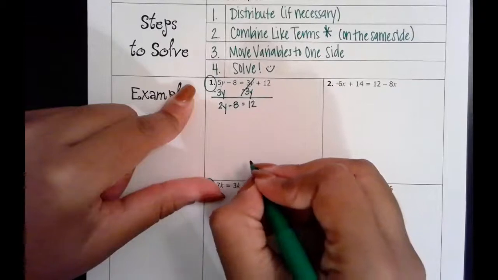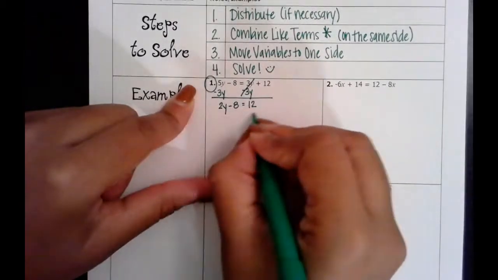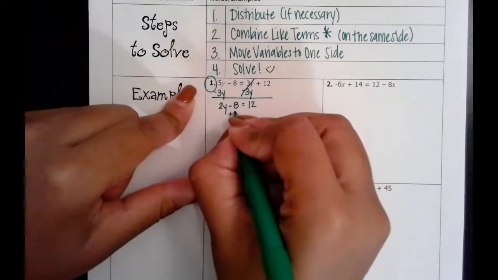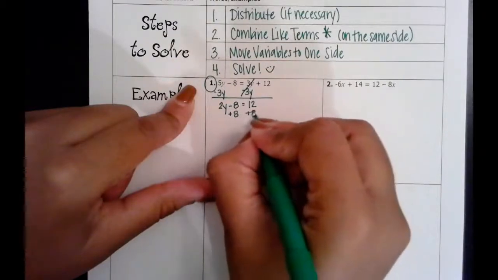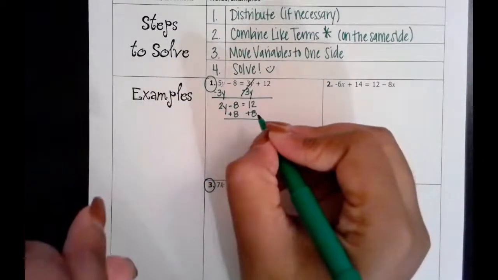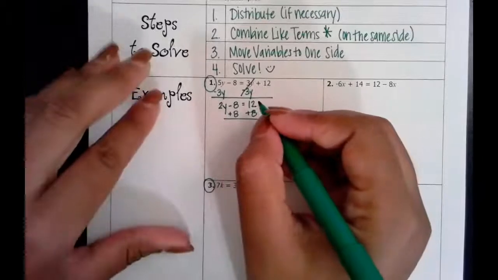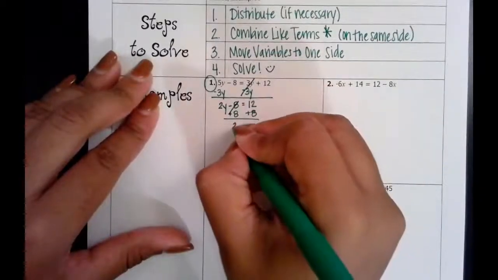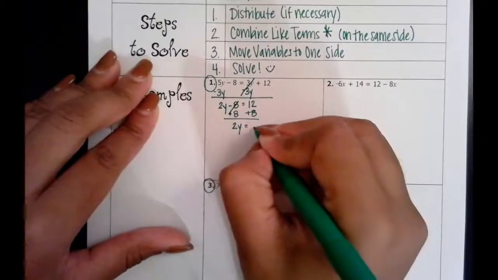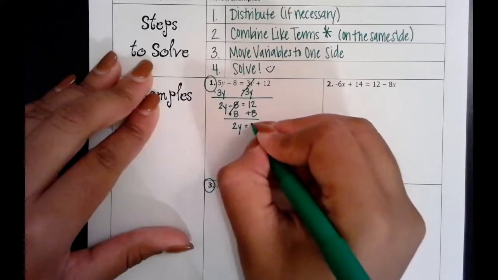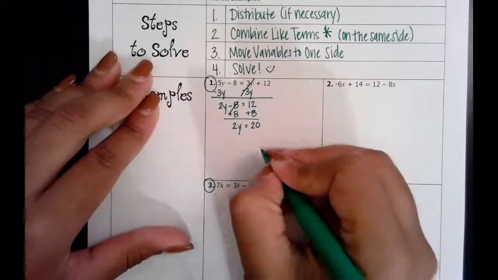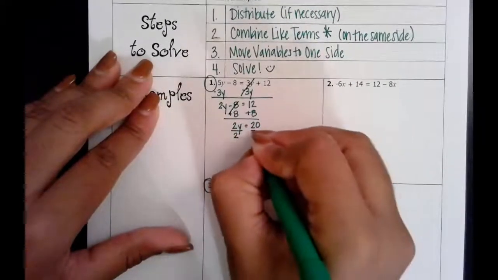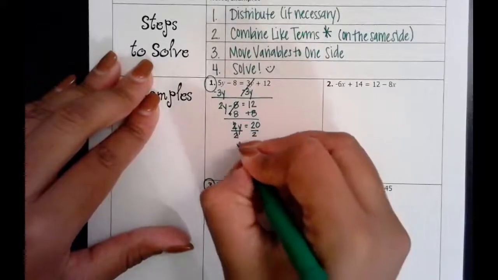From there I have a regular two-step equation, so we solve it like normal. Add 8 on both sides. 12 plus 8 is 20. And now divide by 2. y equals 10.